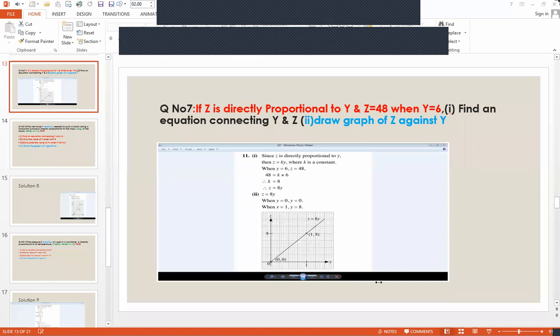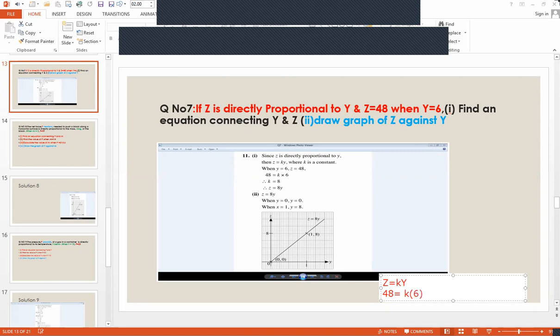According to this question, they are saying z is equal to small k y. Why do we use small k? As you know, small k means directly proportional. What is the value of z? It is given 48. And what is the value of y? It is given 6. Obviously, bracket means to multiply.